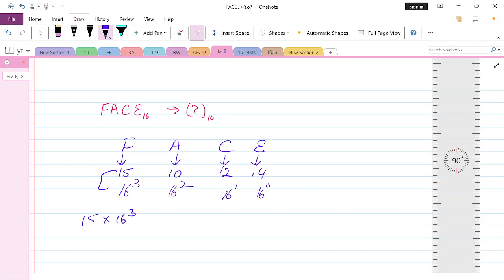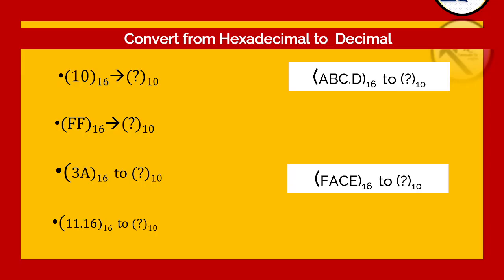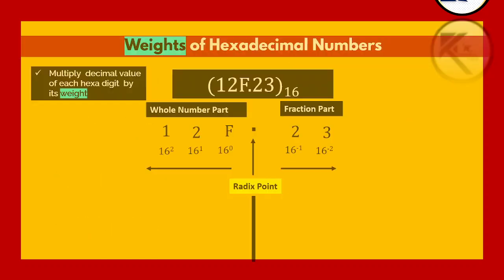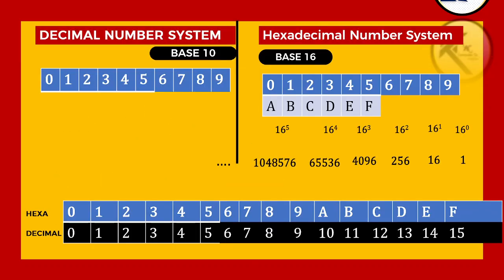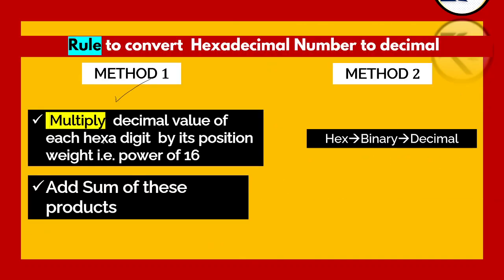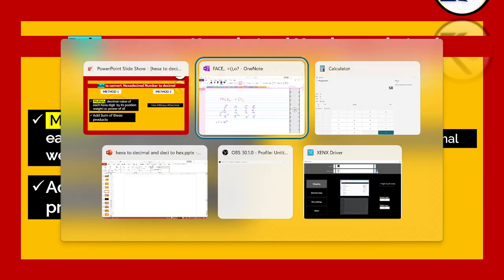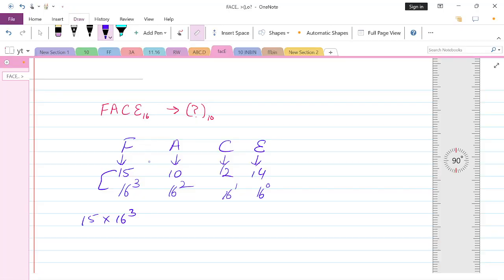Now I hope you understand rule 1, which said, let me go to that rule section, where it said multiply the decimal value of each hexa digit by its position weight or the power of 16, and then you have to add the sum of these products. I'll just quickly do this.